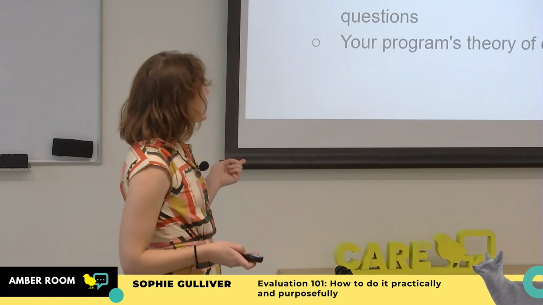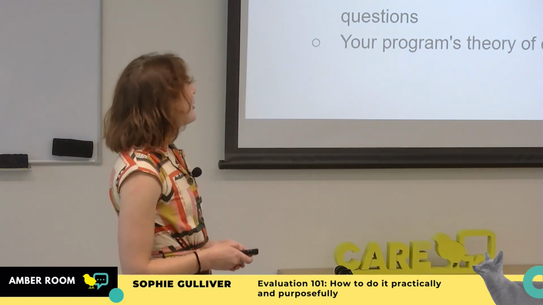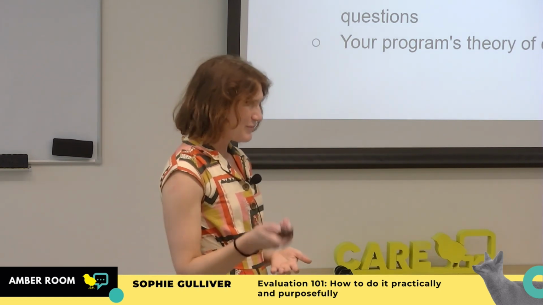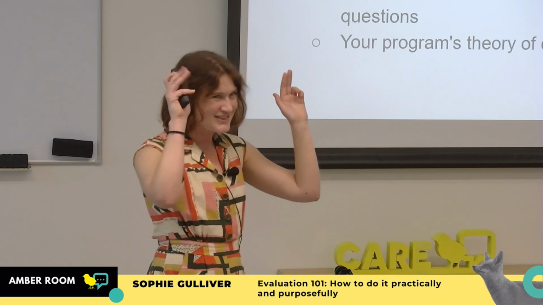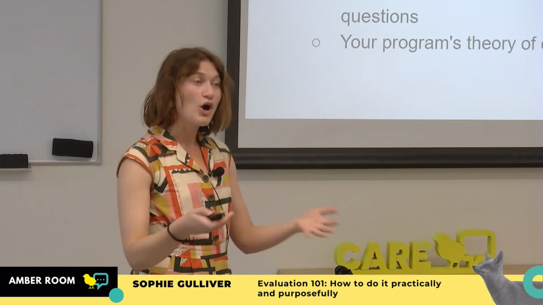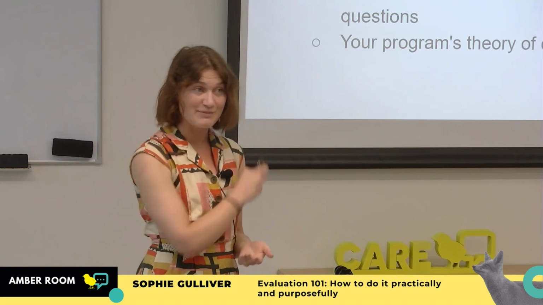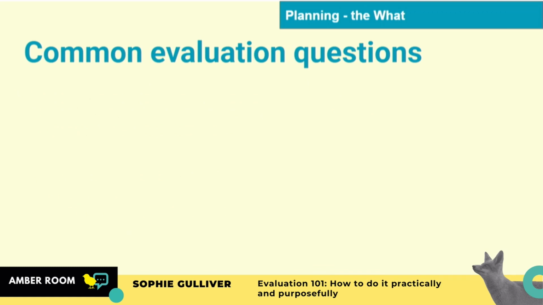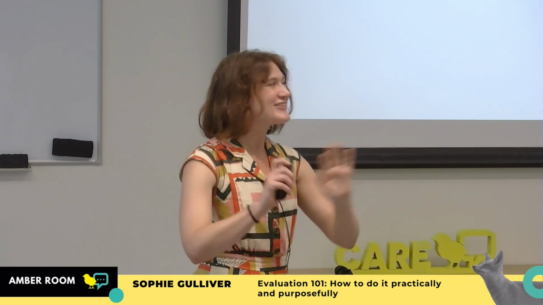There are two ways we can often get this information. We can use some common evaluation criteria or questions. For example, the OECD has, in international development land, the DAC criteria, which are common criteria that you use. I've got the link in the presentation for you to check that out. There's also lots of resources online that will tell you some good evaluation questions or criteria, or your program's theory of change. So, firstly, evaluation questions. I'm going to warn you, this slide is a bit busy, and I've done it that way so that you can refer later, so don't feel you have to read it all.